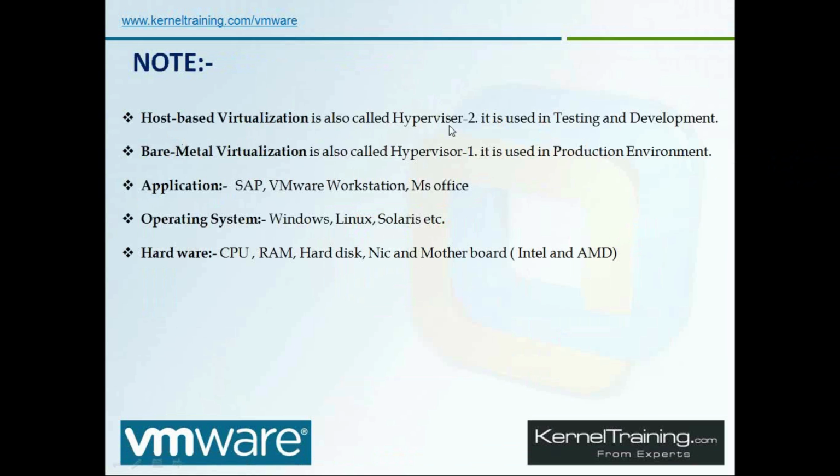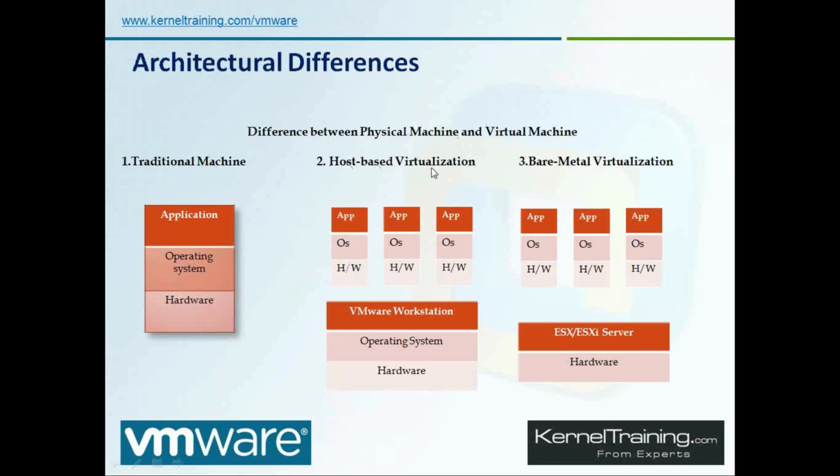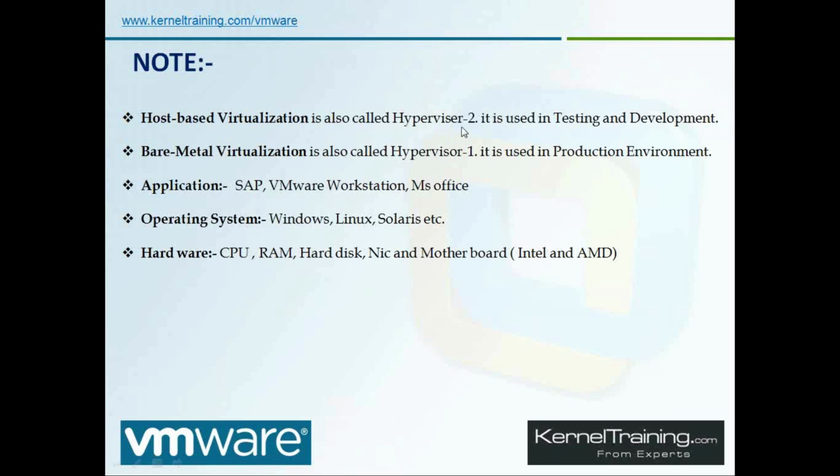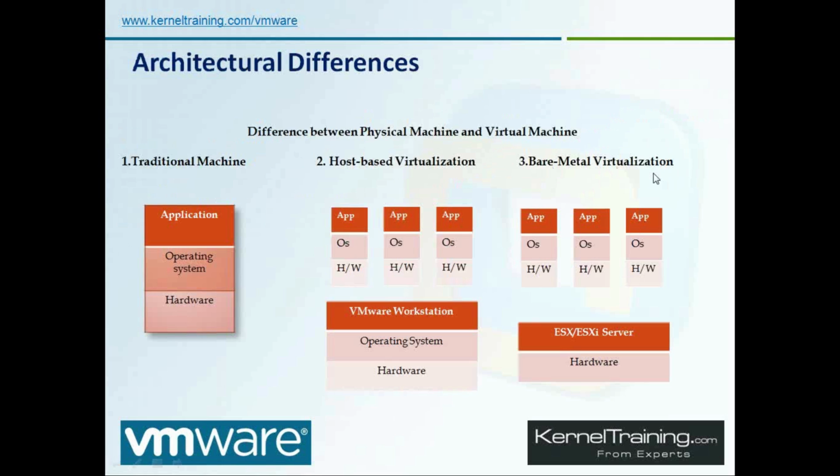Host-based virtualization is also called hypervisor type 2. VMware, the other name for host-based virtualization, is hypervisor 2. It is used for testing and development purposes. And bare metal virtualization is also called hypervisor 1. We use it for the production environment. That is, bare metal we call hypervisor 1.